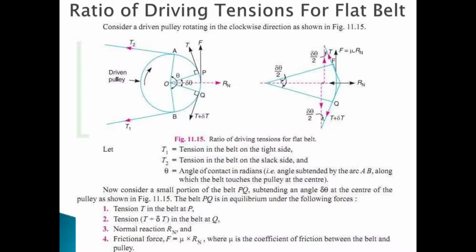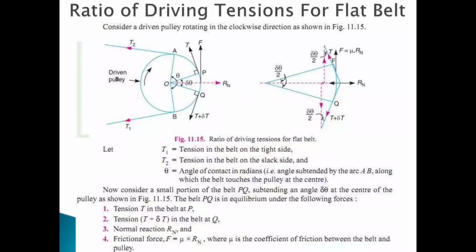Ratio of driving tension for flat belt: consider a driven pulley rotating in the clockwise direction. Here it is shown: T1 is the tension in the belt on the tight side, T2 is the tension in the belt on the slack side. Theta is the angle of contact in radians, that is, the angle subtended by arc AB along which the belt touches the pulley at the center. Now consider a small portion of belt PQ subtending an angle d theta at the center of the pulley as shown in the figure. The belt PQ is in equilibrium under the following forces: tension T in the belt at P, and tension T plus delta T in the belt at Q.